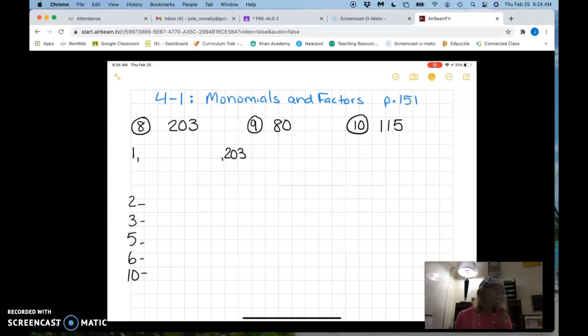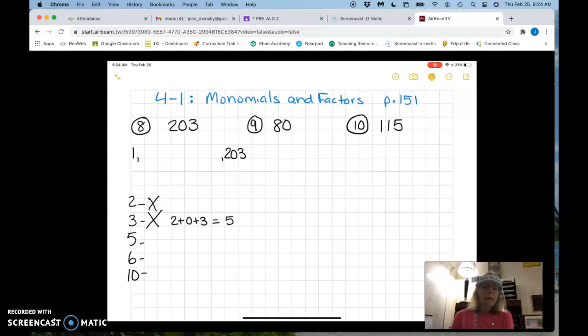Is the ones place divisible by 2? No. So 2 doesn't work. If it's divisible by 3, we can add the digits. And if that number is divisible by 3, then it's divisible by 3. Is 5 divisible by 3? No.